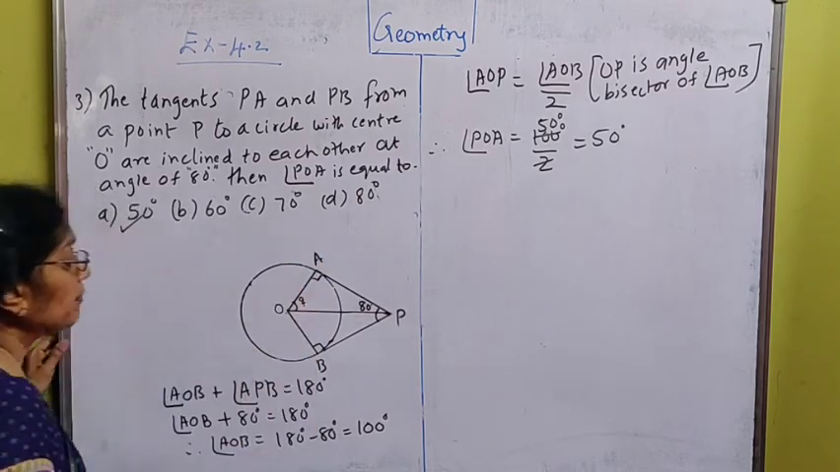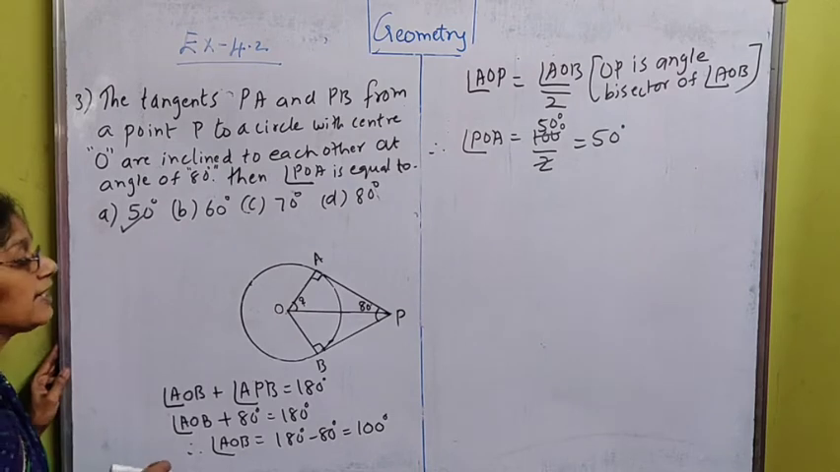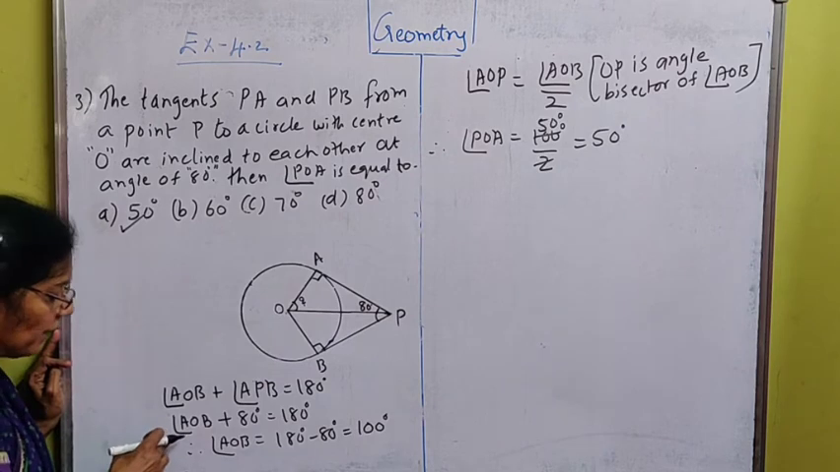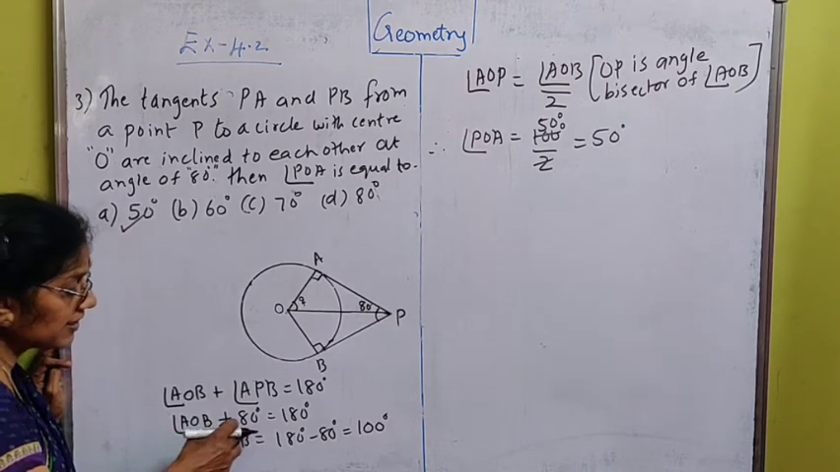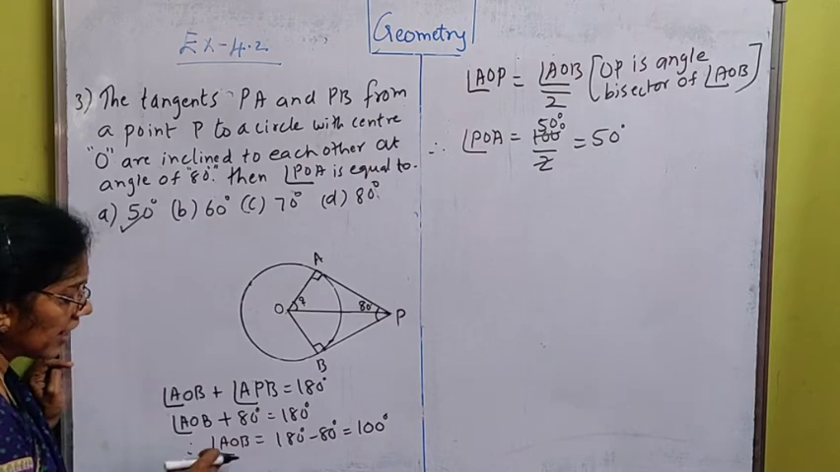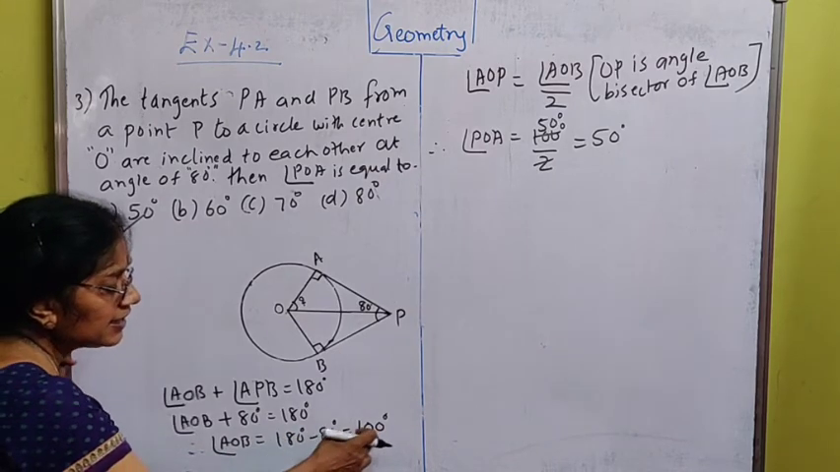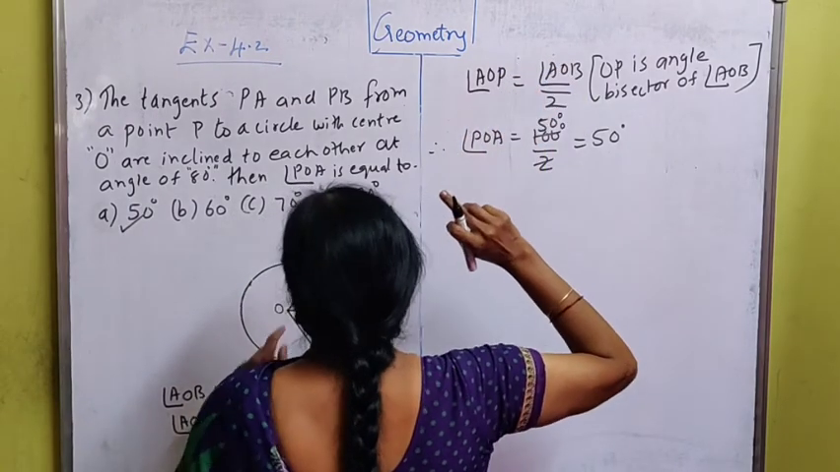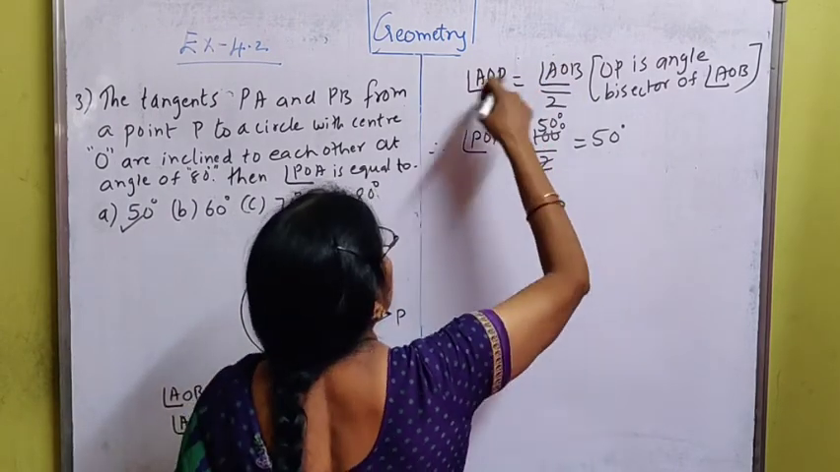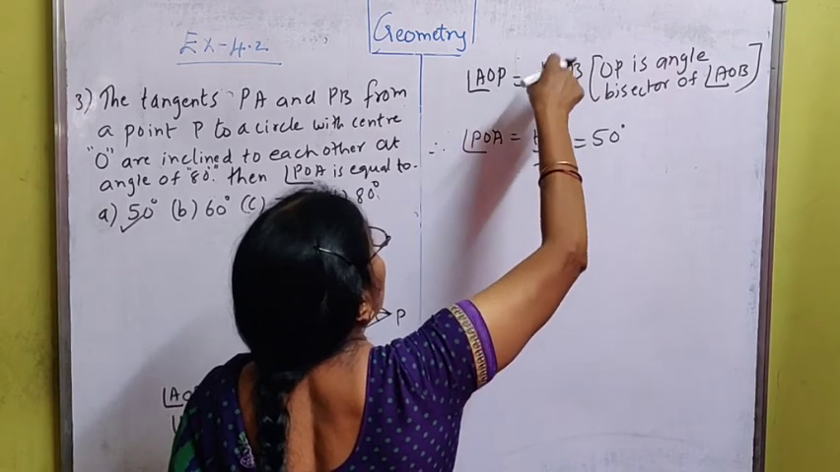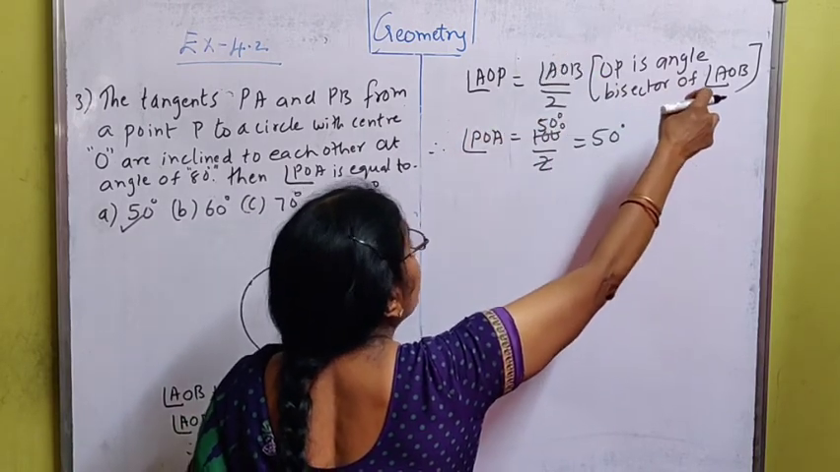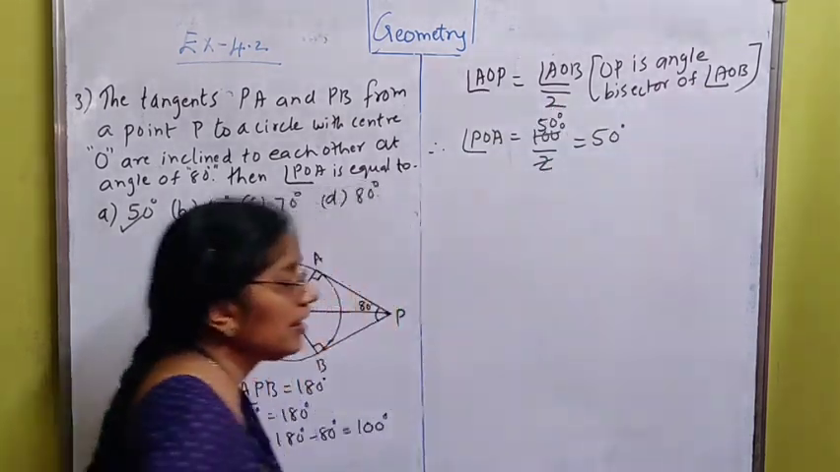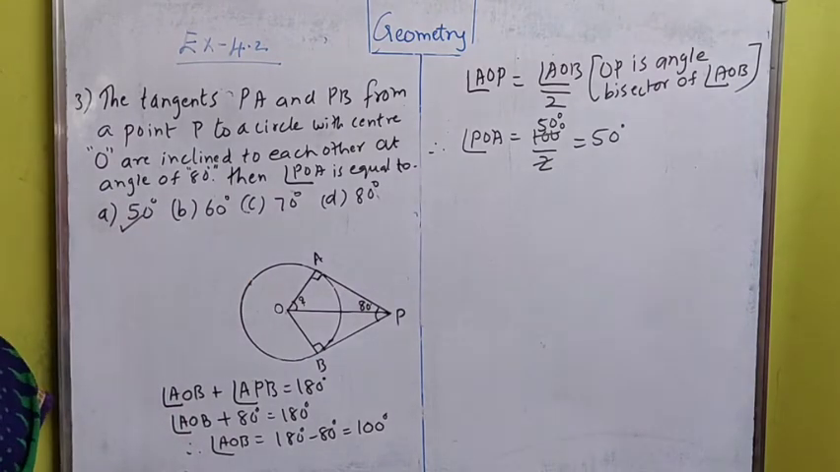We know in the previous MCQ we took that angle AOB plus angle APB is equal to 180 degree. Therefore, angle APB value is given, 80 degree, so angle AOB is equal to 180 minus 80, which is 100. OP is angle bisector, means angle AOP is equal to half of angle AOB, because OP is angle bisector of angle AOB. So angle POA is equal to 100 by 2, which is 50 degree. So you got the answer 50 degree, which is option A.